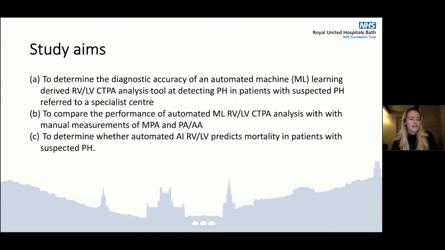The aim of this study was A, to determine the diagnostic accuracy of an automated machine learning-derived RV-LV CTPA analysis tool at detecting pulmonary hypertension in patients with suspected PH referred to our specialist centre. B, to compare the performance of an automated machine learning-derived RV-LV analysis tool with manual measurements of main pulmonary arterial diameter and aorto-pulmonary ratio, and C, to determine whether or not automated RV-LV analysis predicts mortality in patients with suspected pulmonary hypertension.